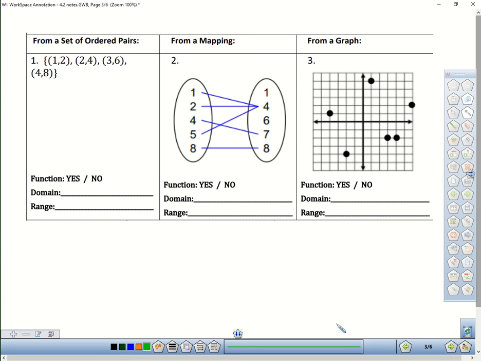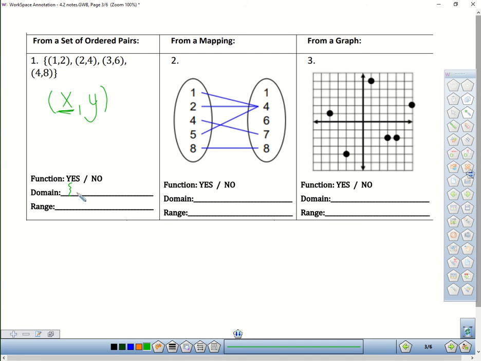So we're going to look at a set of ordered pairs, a mapping, and a graph, and we're going to determine the domain and range of each. So the domain is all the possible x values that your function is going to take. Do you guys remember ordered pairs are always in the form x comma y? So the first part of your coordinate is your x value, and the second part is your y. So domain are all the x's and the y's are all the range.